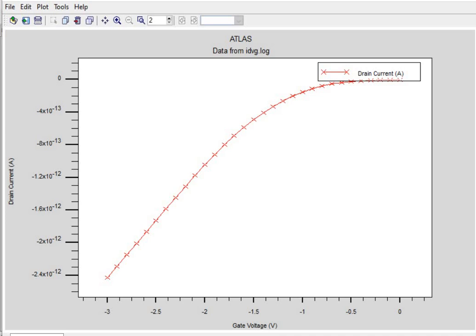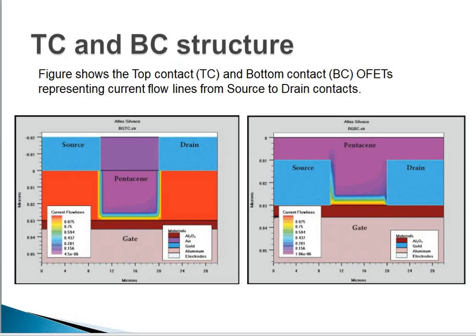This is the output of top contact organic field effect transistor structure. You can carefully note down this code and run it on your computer. You will get the same log file as I am getting. I have designed one more code for the bottom contact organic field effect transistor, and run this code. We will get the structure file for the bottom contact organic field effect transistor structure and one structure file for the top contact organic field effect transistor.